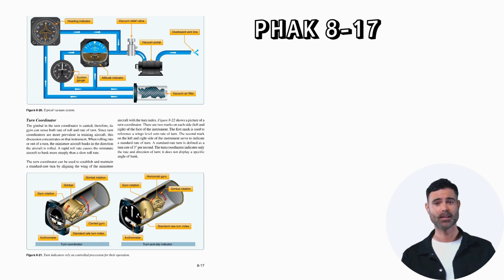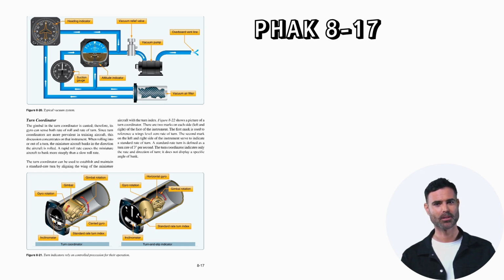The turn coordinator can be used to establish and maintain a standard rate turn by aligning the wing of the miniature aircraft with the turn index. Figure 8-22 shows a picture of a turn coordinator. There are two marks on each side, left and right, of the face of the instrument. The first mark is used to reference wings level, zero rate of turn. The second mark on the left and right side of the instrument serves to indicate a standard rate of turn. A standard rate turn is defined as a turn rate of 3 degrees per second.